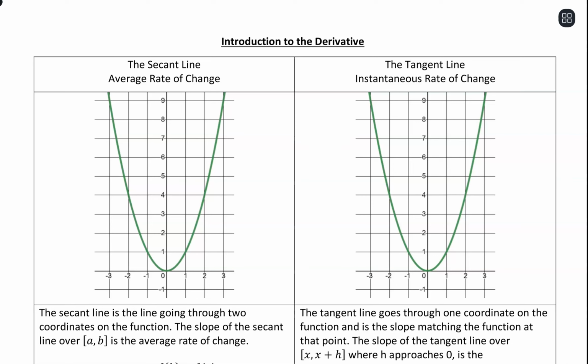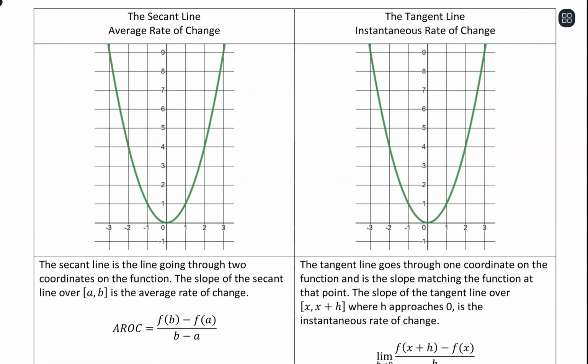So let's go through what we've learned already with this average rate of change and instantaneous rate of change, tying this to the idea of the derivative. Average rate of change is the same thing as the slope of a secant line. If we're looking at some interval a to b, and we use the two coordinates on our function, we have the coordinate a, f of a, and the coordinate b, f of b. The secant line would connect those two together.